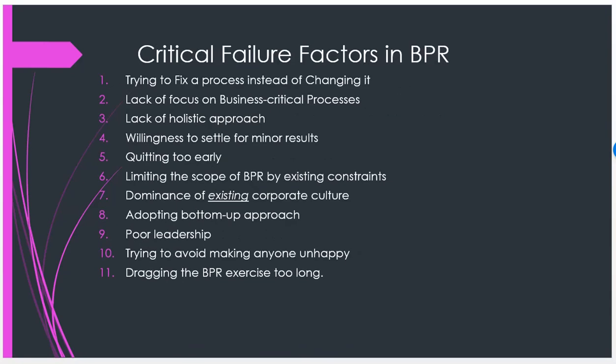Some of the reasons why business process reengineering activities fail include trying to fix a process instead of changing it. So instead of changing the whole process, you want to fix it. Lack of focus on business critical processes; you're not taking a holistic approach where you look at the whole business. You're also not willing to settle for minor results, but you want to radically change everything. Quitting too early as well, where you don't see results soon enough and you think it's not working. Limiting the scope of the BPR by existing constraints.